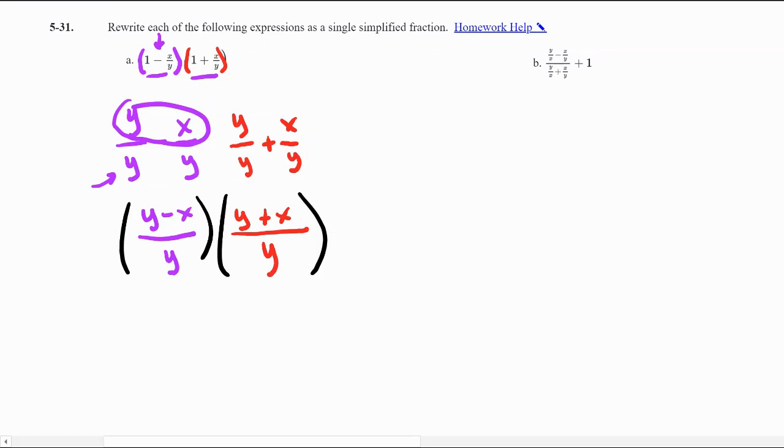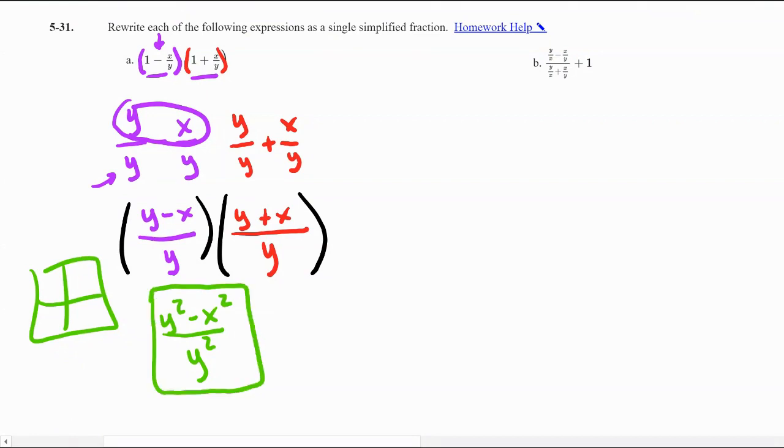The nice part here is when I multiply the bottom, it's pretty straightforward. We get y times y, which is y squared, on the bottom. And on the top, I could use a box or whatever you want to multiply it. But I also see that this is going to create a difference of squares, so it ends up being y squared minus x squared on the top. And that is my final simplified fraction.